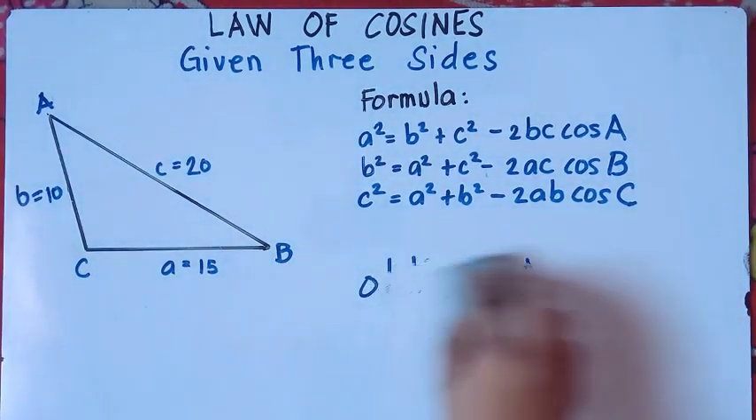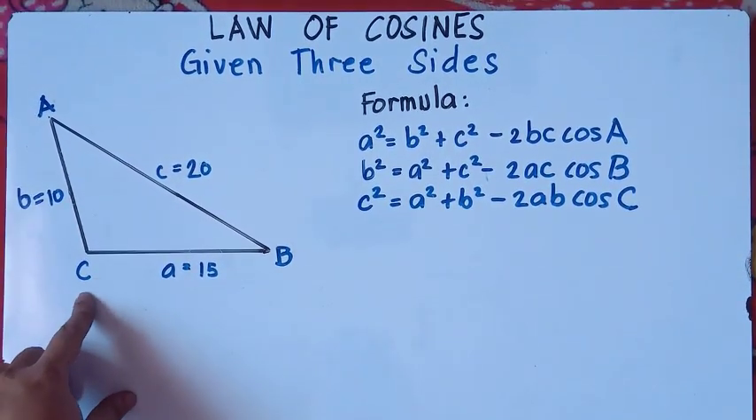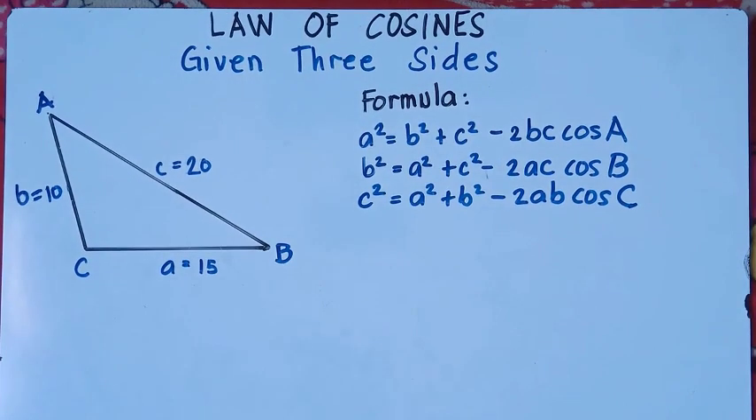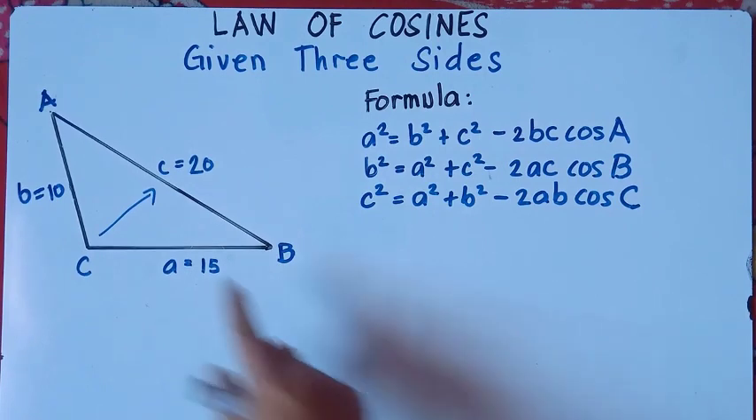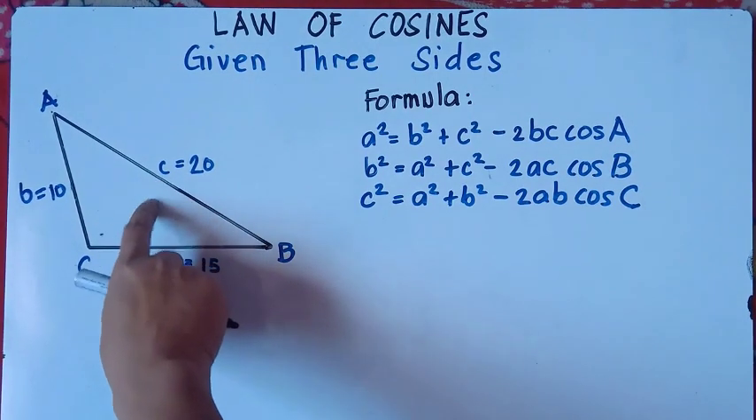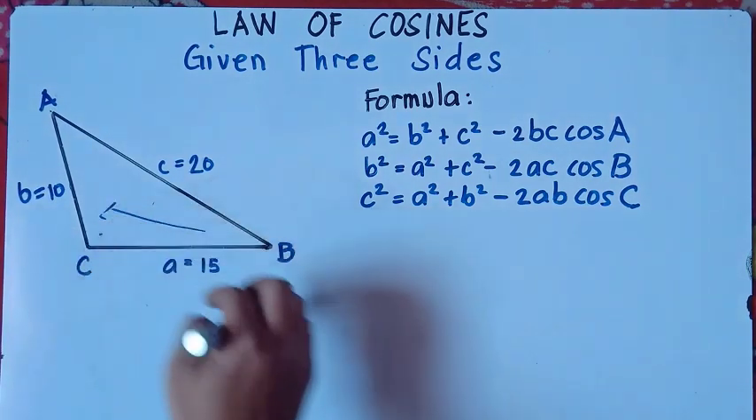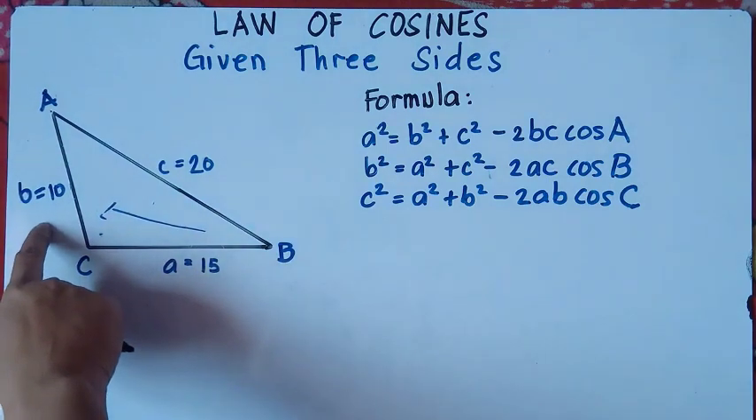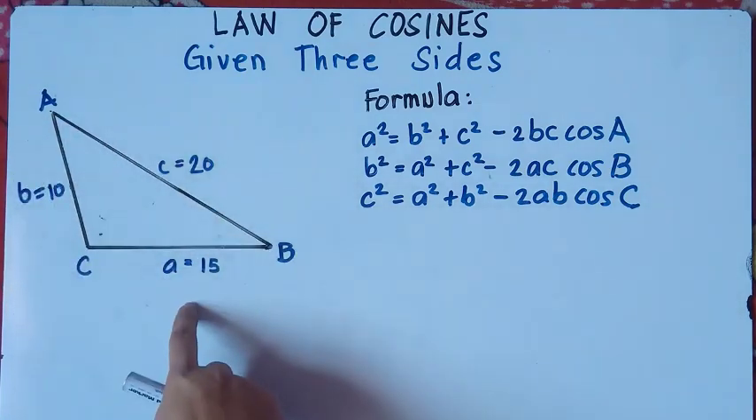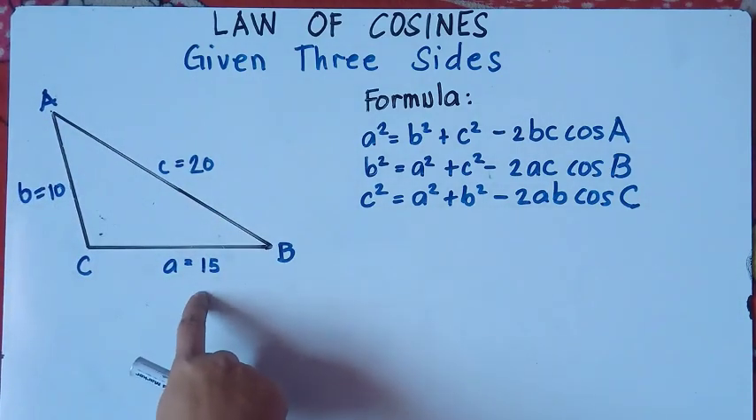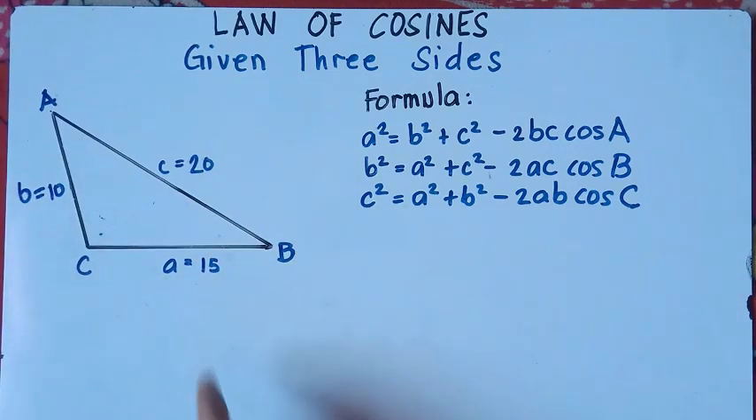Alright, so let's have the given triangle ABC. Do not forget, class, if this is your angle C, the opposite of angle C is the small c. So we have the given side c equal to 20, the opposite of angle C. And if this is your angle B, the opposite of that is small b. So we have the given side b, which is 10. And the opposite of angle A is the small a, which is equal to 15.